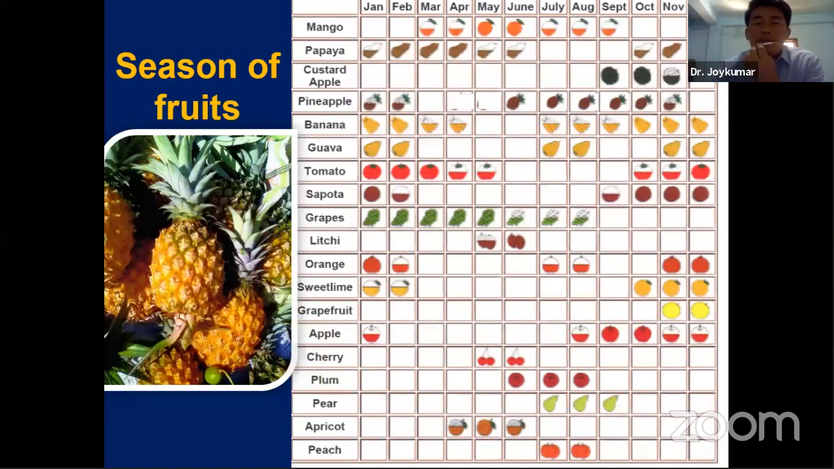So like that, what are the crops available around me? When we have to do all this processing season-wise, planning is required for that.